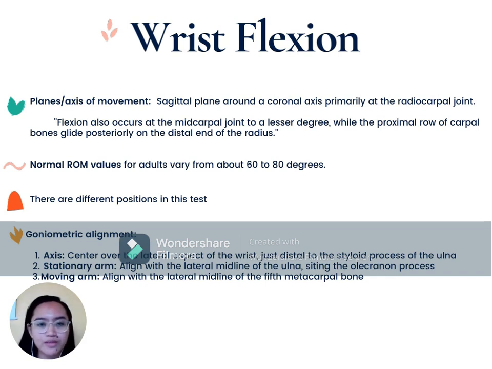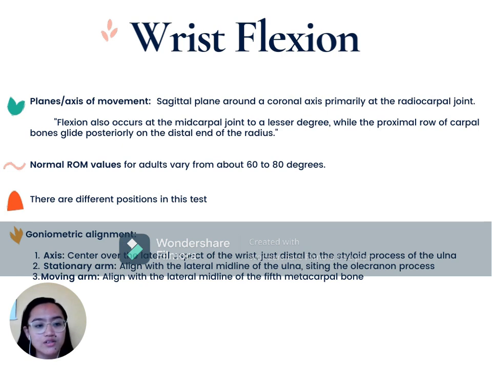So first off, I will be discussing the range of motion testing, specifically here on the wrist flexion. Movement here is on the sagittal plane around a coronal axis, primarily at the radiocarpal joint. Flexion also occurs at the midcarpal joint to a lesser degree, while the proximal row of carpal bones glide posteriorly on the distal end of the radius. Normal range of motion values for adults vary from about 60 to 80 degrees.